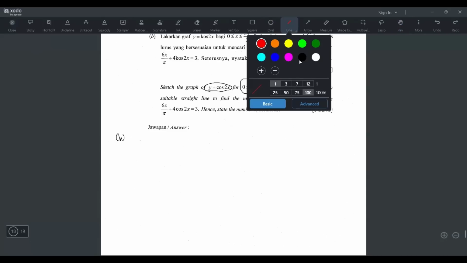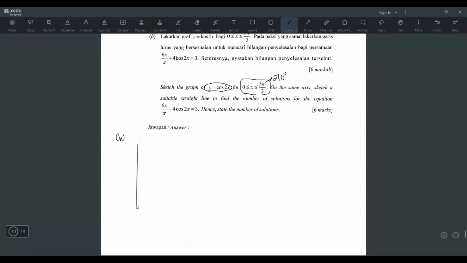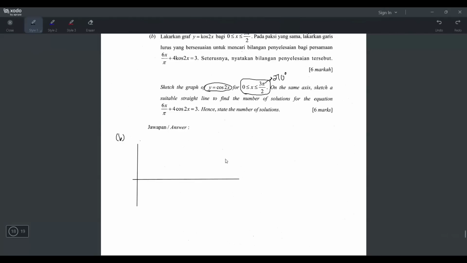Okay, so let me draw the axis first. So the y-axis is like this. The x-axis will be right in the middle. And the maximum value will be 1 and -1. So like this, and then like this. Let me make this higher. So this one is 1, roughly like this. For the x-axis, it will be 90, 180, 270, 360.